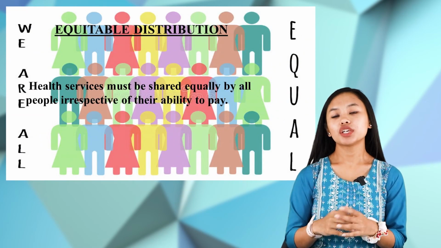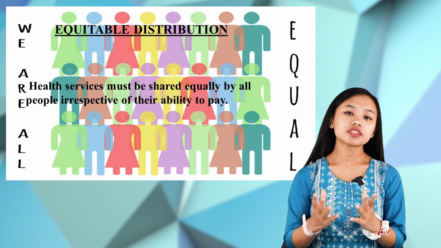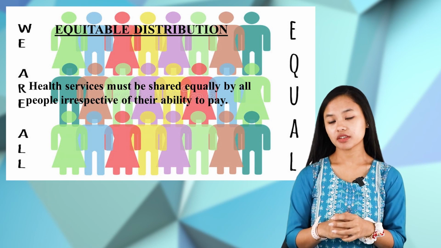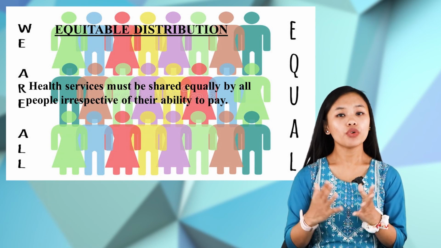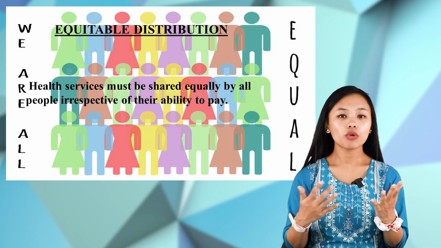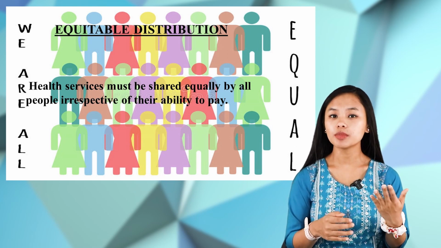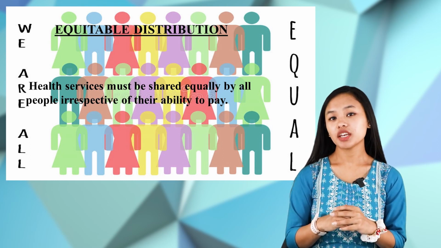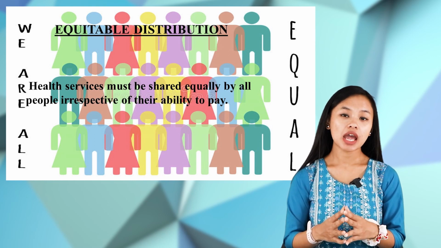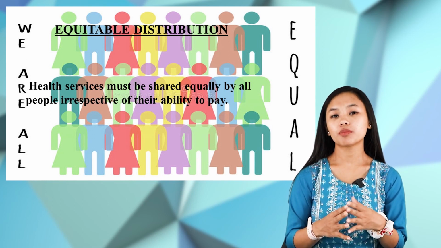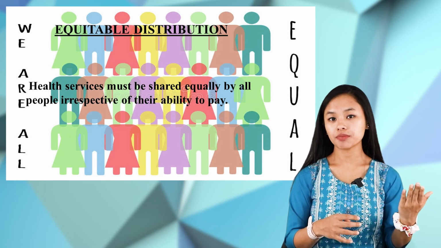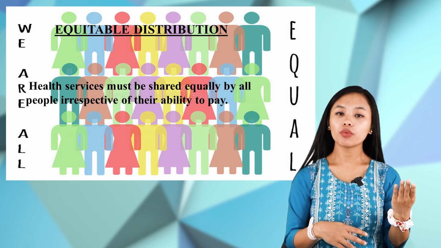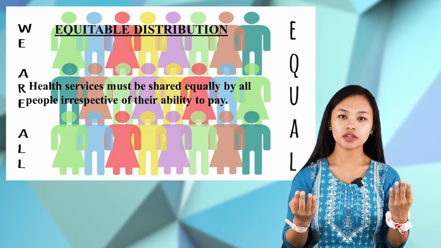The first one is equitable distribution. Here it is believed that health services must be provided to all the people irrespective of their ability to pay. Whether a person is rich or poor, or whether he or she is staying in the urban or the rural area, it is believed that all of them must have equal access to these health services, as we all know that the majority of the population stays in the rural area. Around 80% of the total population resides in rural areas, whereas 20% resides in urban areas.